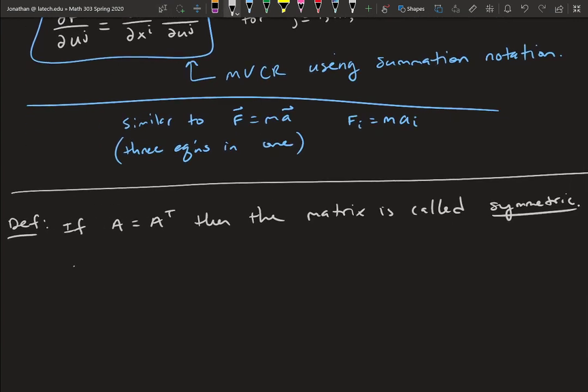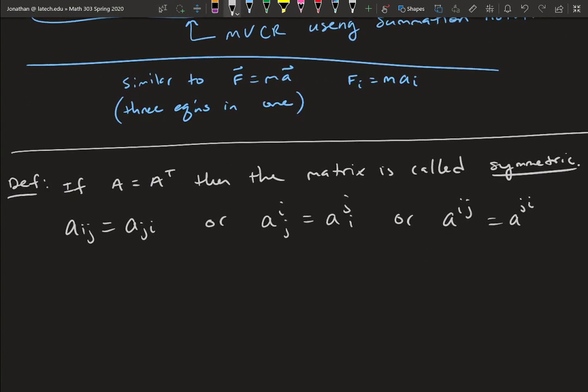So what would that mean? That would mean aij equals aji, just depending on whether you have indices up or down. So that's what we mean by a symmetric matrix. So that's the first part.